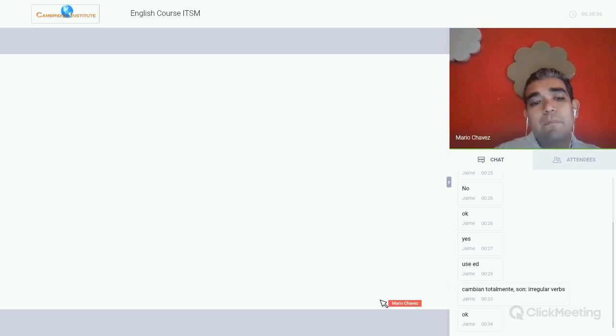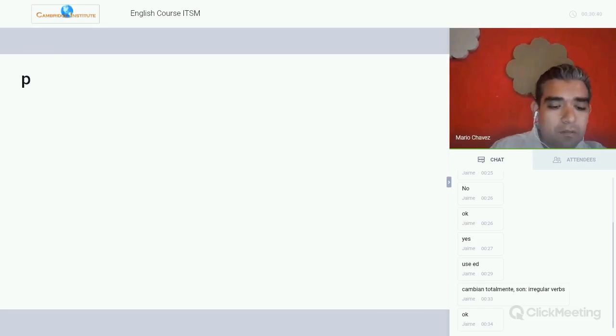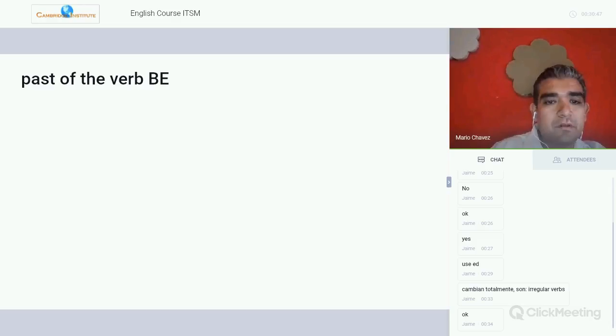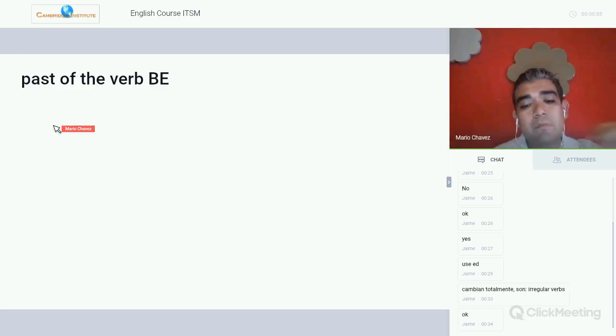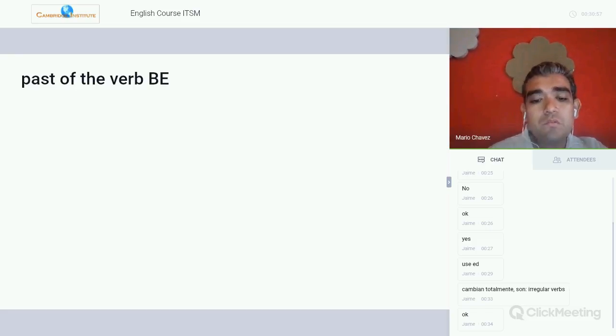Now, we're going to talk about another irregular verb. And this irregular verb is the past of the verb be, okay? The past of the verb be. We have the verb be in past. El verbo be in past. The verb be. You remember the verb be? ¿Te acuerdas del verbo be? What do you remember about the verb be? ¿De qué te acuerdas del verbo be? ¿Qué significa? ¿Para qué lo usábamos? ¿Para decir qué?